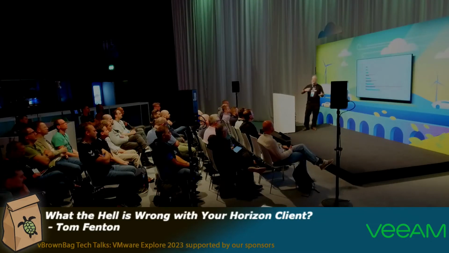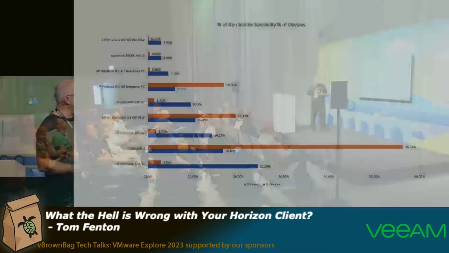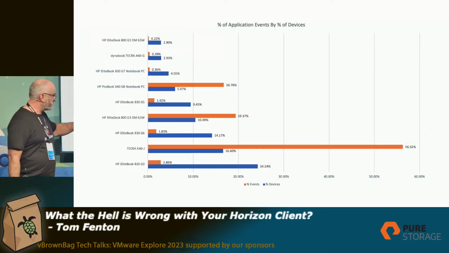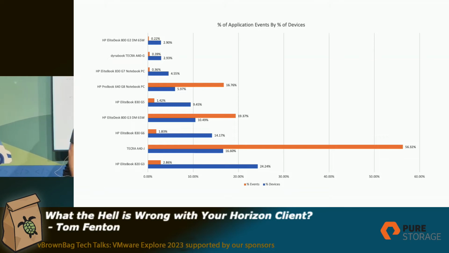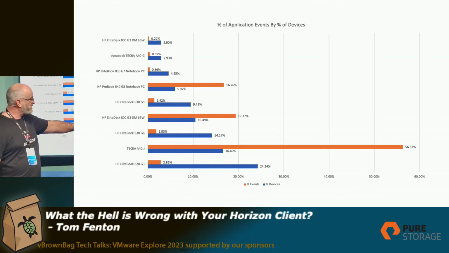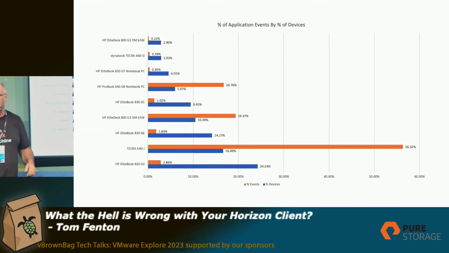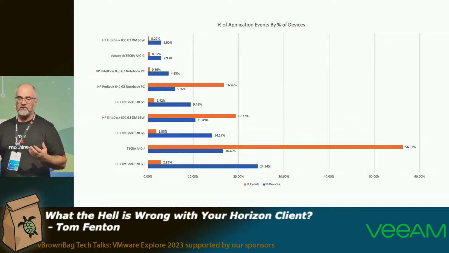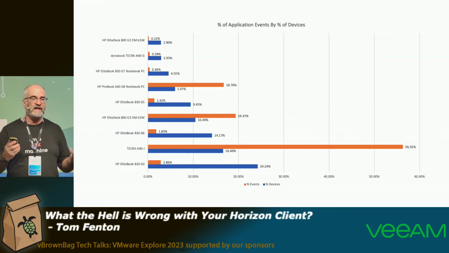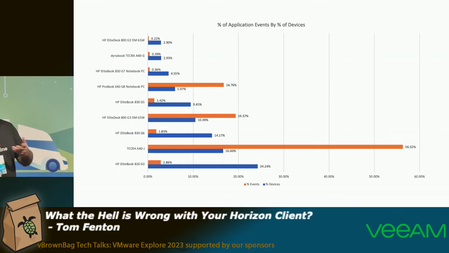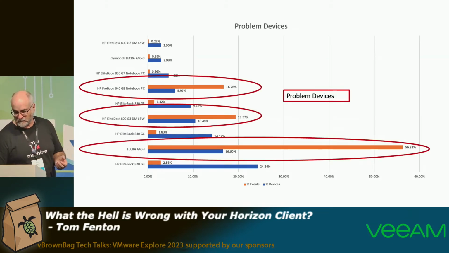And then we took those devices, did a little bit more analysis, and saw that this Tecra was just a horrible device. 56% of the crashes were coming from 16% of the devices. Again, they were able to go up to upper management and say, these are problematic devices, we need new devices. And so they were able to budget that and get it in.